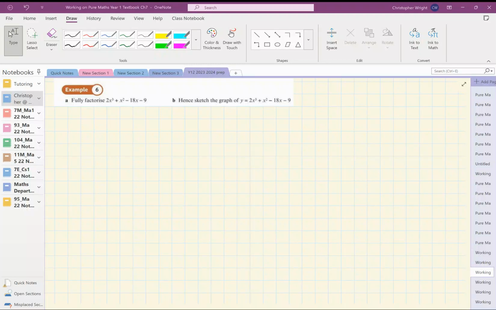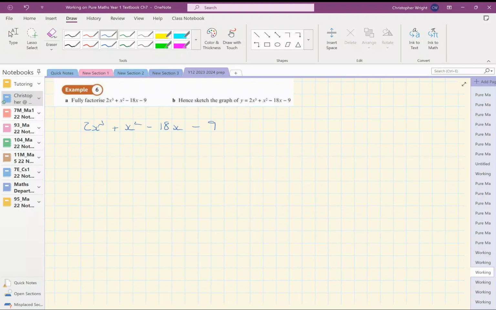Example 6, fully factorize this expression. Right, 2x cubed plus x squared minus 18x minus 9. I'm looking for something I can pull out to start with, but there's no common factor of each of those terms. So I'm just going to have to get on and factorize it, I think.